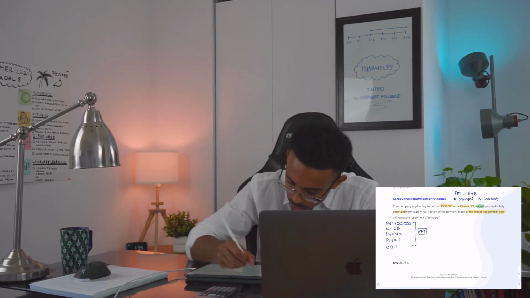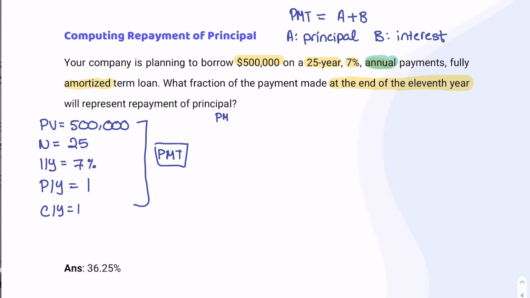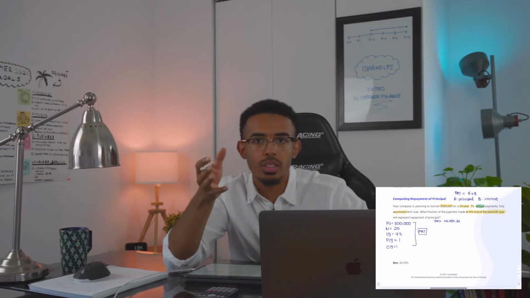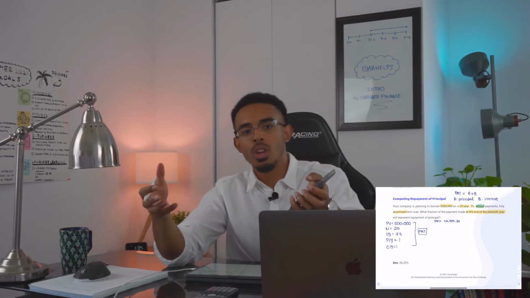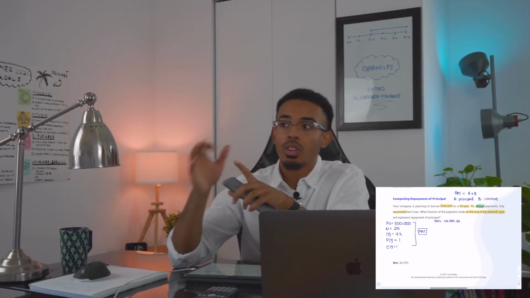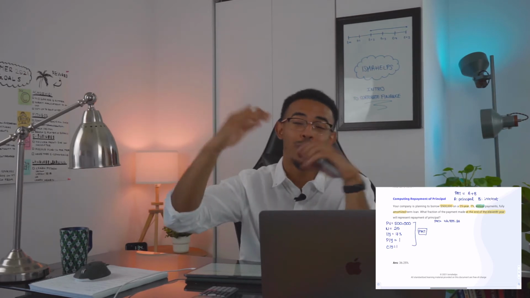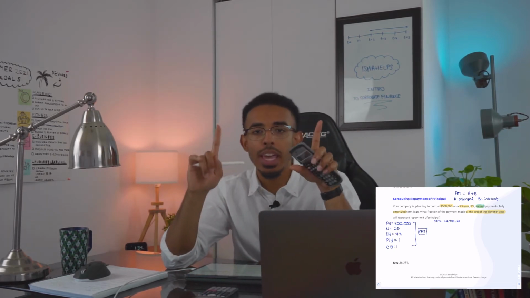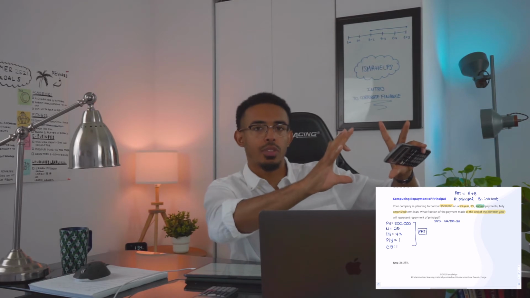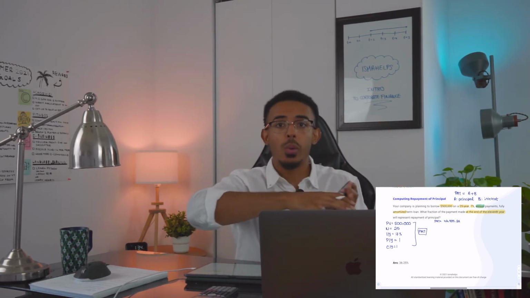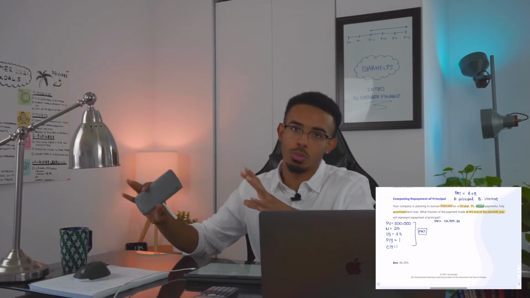All right? So now we know that our payments are equal to 42,905.26. But what do we do with this? What does that mean for us? We know that we have our payment for every monthly or annual period of our loan, but we want to be able to find what portion of that represents our principal and what portion of that represents our interest payment.